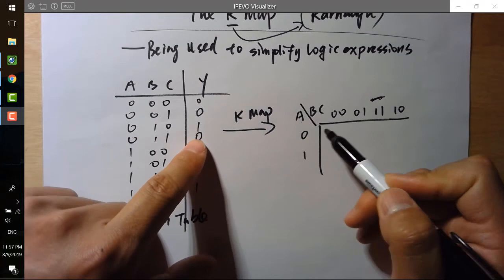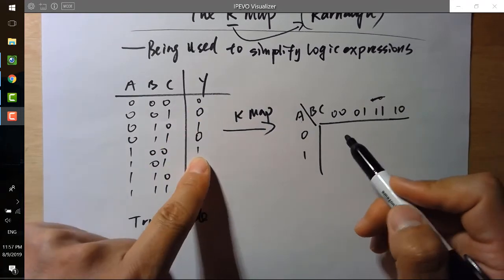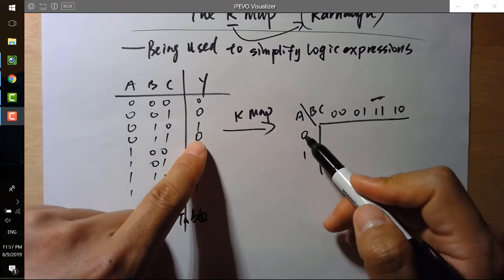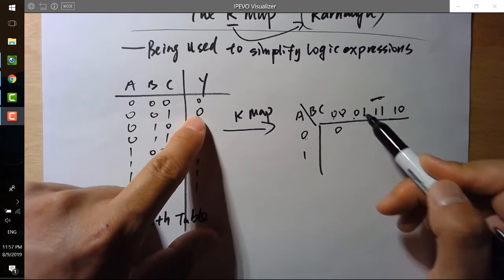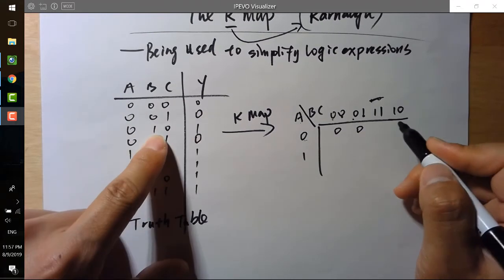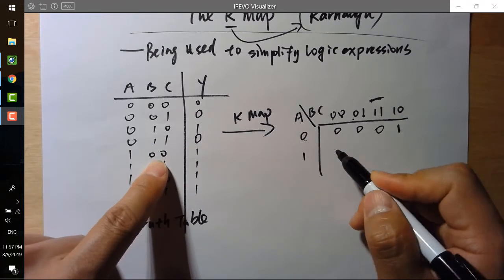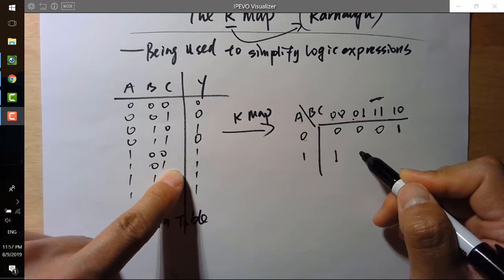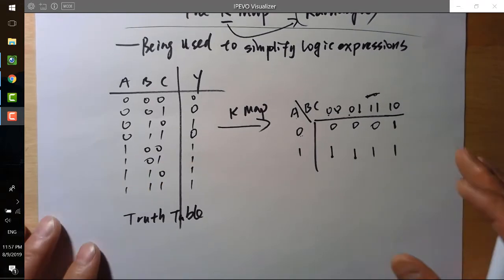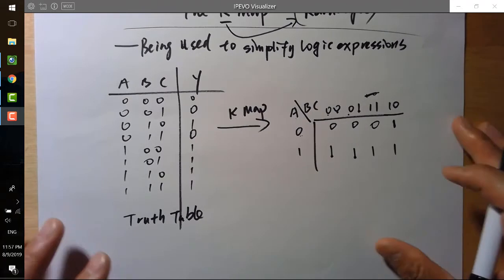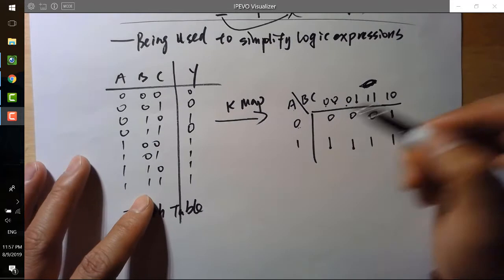And now we can find out, from the truth table, what these values are. So you just fill in all these Y values into the K-map. For 0 0 0 you have 0, for 0 0 1 you have 0, and for 0 1 0 you have 1, for 0 1 1 you have 0, for 1 0 0, 1 0 1, you have 1. So all the rest of them are 1s, okay? So now that's the K-map. That's it. So next, we need to group it.